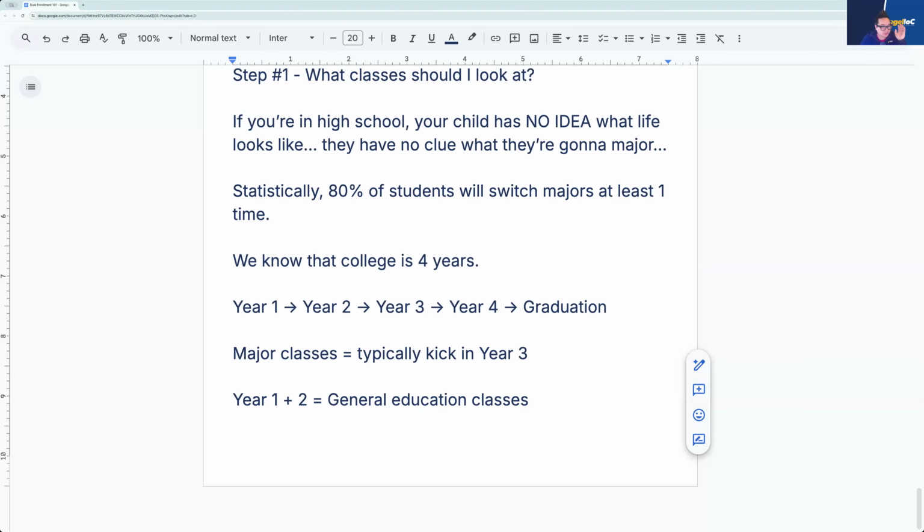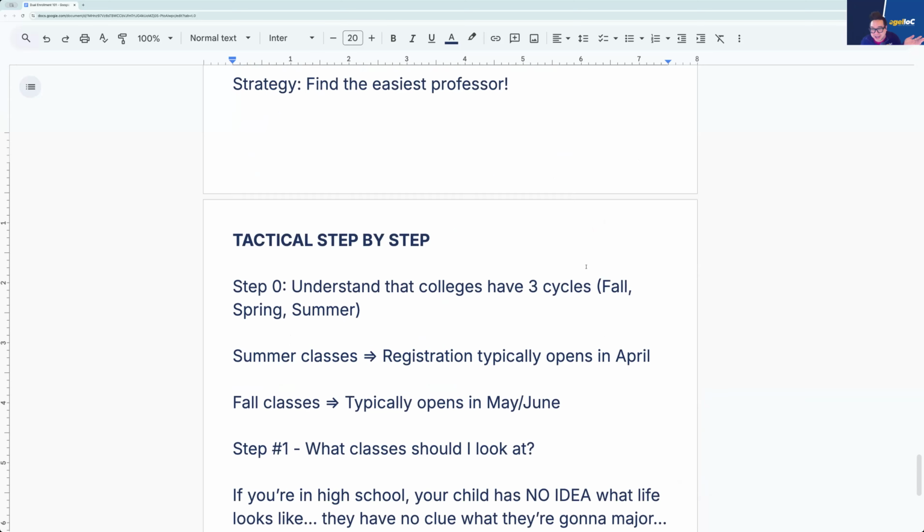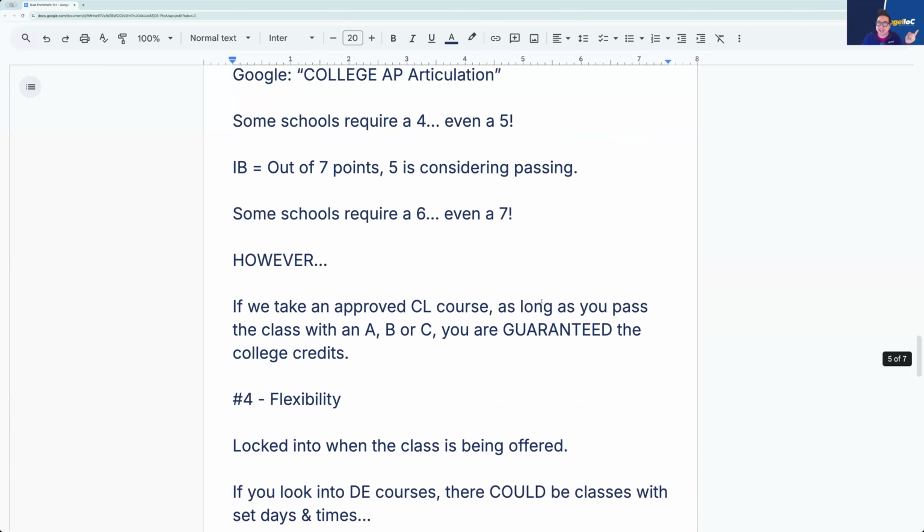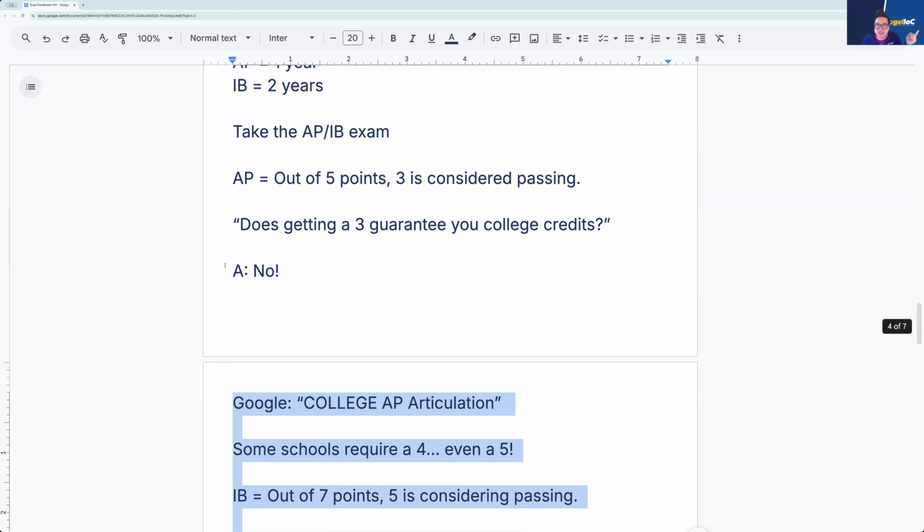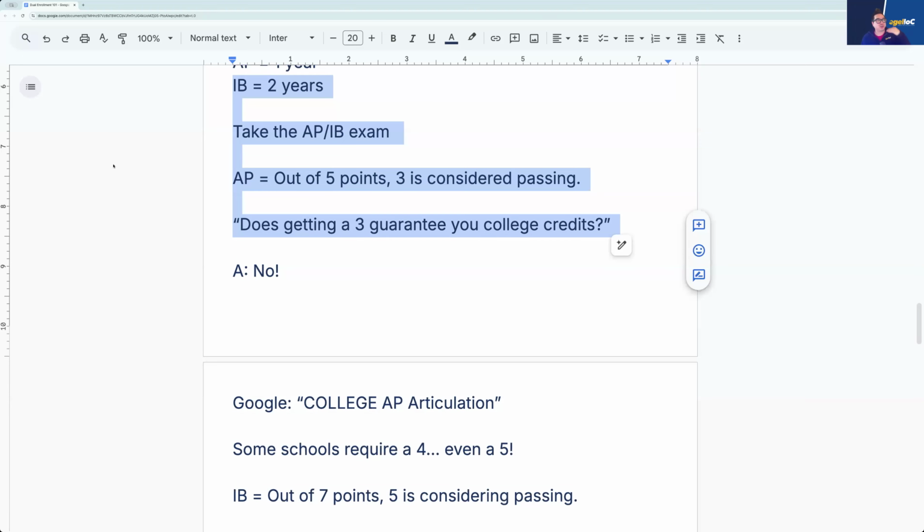Again, there are a few exceptions, of course, at a few schools, but for the majority, I think 90% of you, your child is going to be taking their general education in the first year and second year of college. That is why they're doing the AP exams. Going back real fast, why have you been doing so well in the AP exams? Because you're trying to test out of these general education courses. You guys see where it's clicking together? That's why we're trying to pass the AP exams, to get exempt from these various courses.